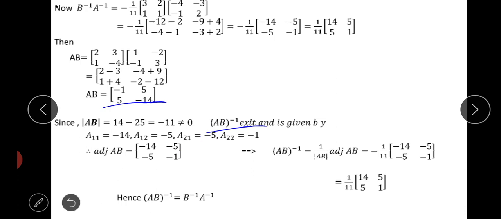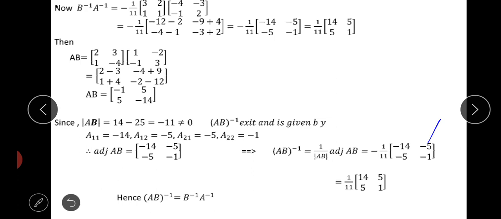Then AB inverse is equal to 1 divided by determinant of AB into adjoint of AB. Determinant of AB is what? Minus 11. So minus 1 divided by 11 into adjoint of AB, [-14, -5; -5, -1]. Then if you multiply this negative sign into the whole bracket, what will we get? 1 divided by 11 into [14, 5; 5, 1].